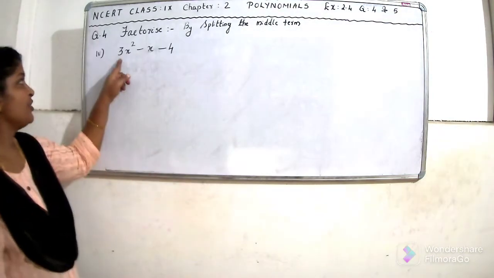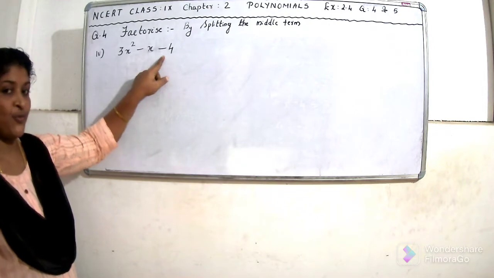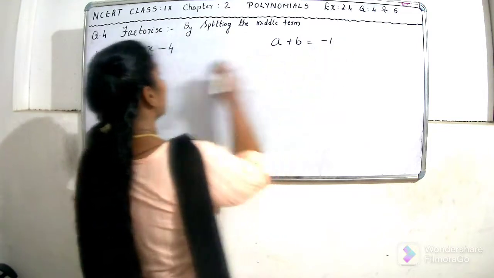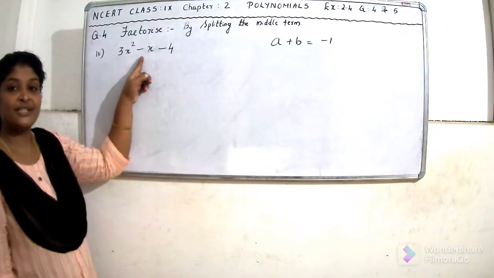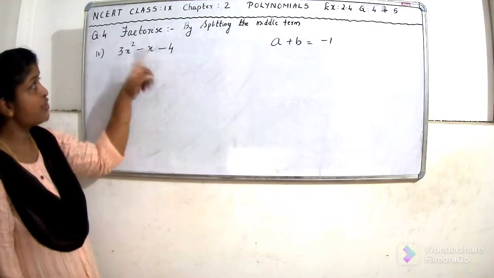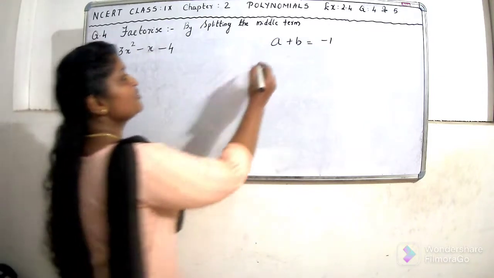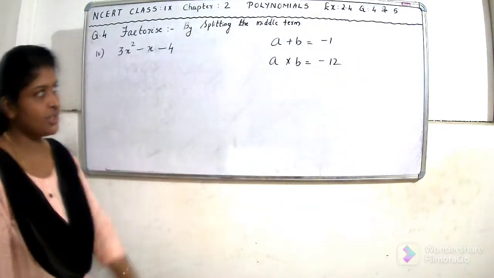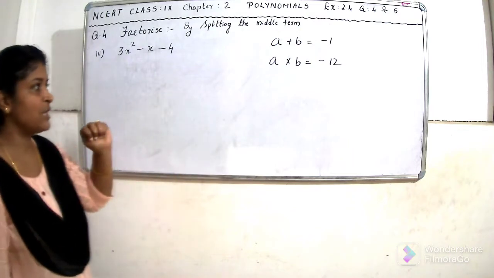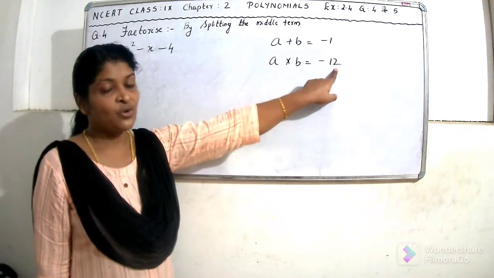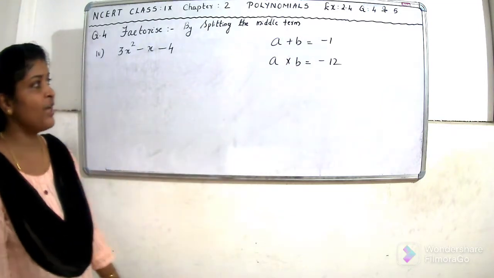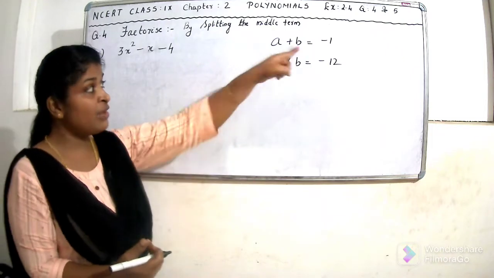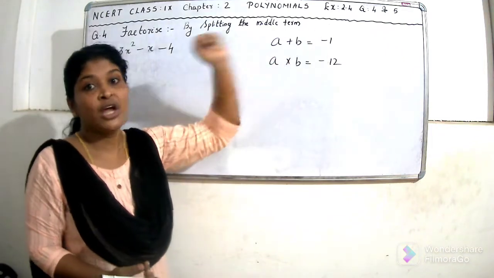In the fourth question, 3x square minus x minus 4, the sum should be negative 1, because that's the coefficient. Now the product should be negative 12, that is 3 into negative 4. So these are the two conditions. Now we have to select the numbers a and b. 12 is the product, so we have to select 12's factors. When selecting 12's factors, we have to keep in mind that when we do the subtraction, we have to get negative 1.